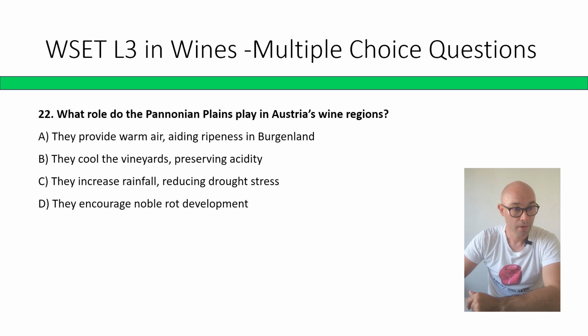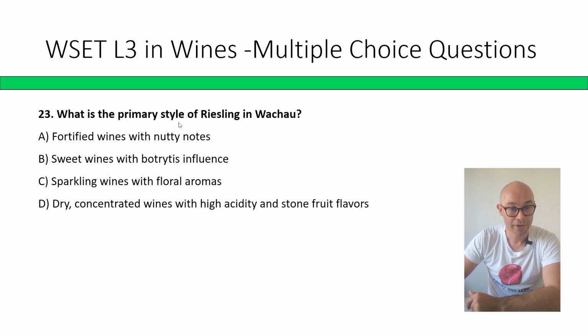What is the primary style of Riesling in Wachau? Fortified wines with nutty notes, sweet wines with botrytis influence, sparkling wines with floral aromas, dry concentrated wines with high acidity and stone fruit flavors. The correct answer is D, dry concentrated wines with high acidity and stone fruit flavors.